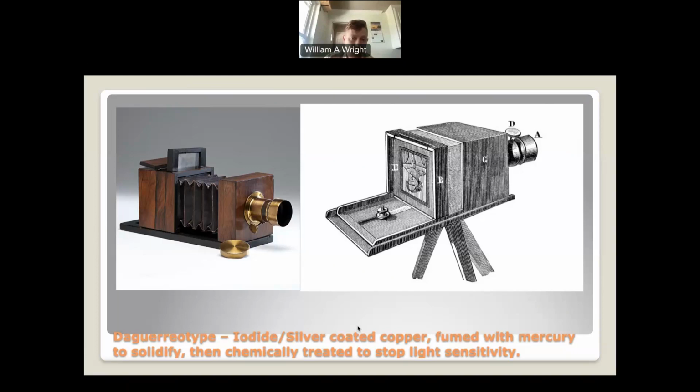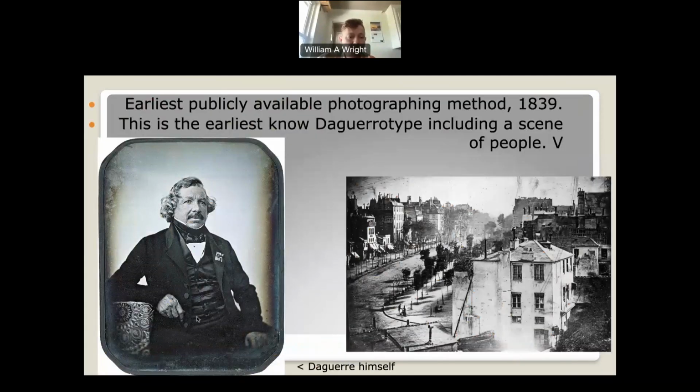So that was probably really good for those guys under those dark hoods. They would fume it with mercury, and then they would treat it chemically to stop it being light sensitive, right? So it would stop recording new information. And you end up with these basically little pieces of silver with perfectly recorded images. It's actually still amazing to me that technology this early on had this level of detail on it.